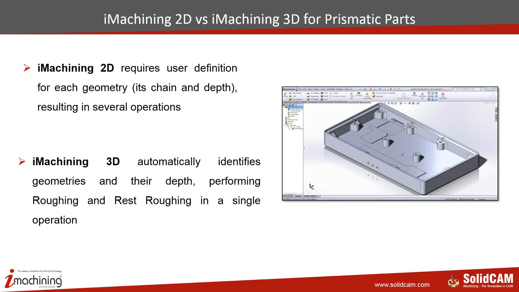Now, what are the differences that we've seen in iMachining 2D versus iMachining 3D for prismatic parts? Well, iMachining 2D, as you saw, required definition of each geometry with its particular chain and its depth. When we did that, this had to be done in several different operations. Whereas iMachining 3D, since it's working on the entire target, automatically identifies all of the geometries and their depth, and it's able in many cases to perform both the roughing and the rest roughing in one single operation.